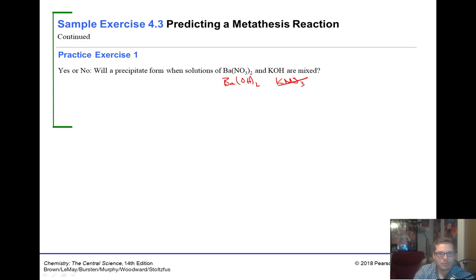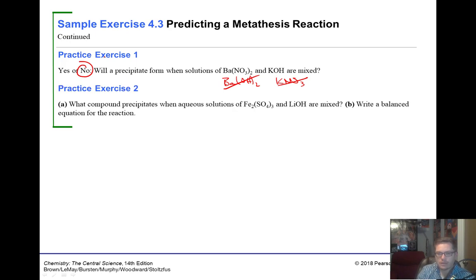For barium, I'm pretty sure barium hydroxide is one of the exceptions, so it is soluble. So barium hydroxide will not form a precipitate. So no, you will not get a precipitate if you mix those together. Alright. What compounds precipitate when aqueous iron sulfate and lithium hydroxide are mixed?